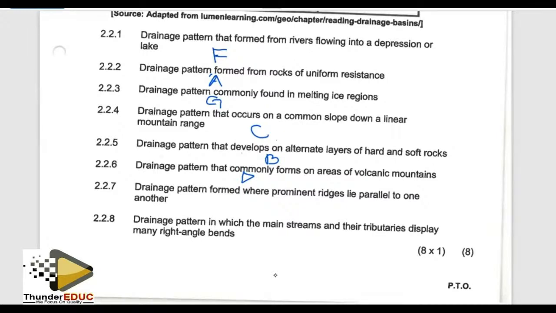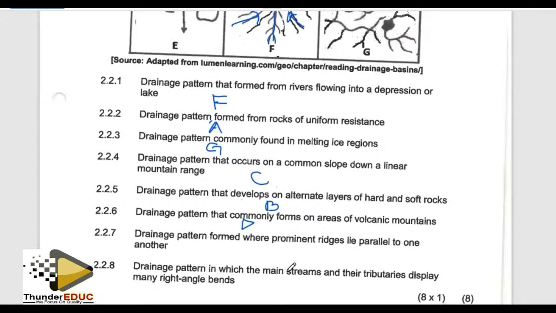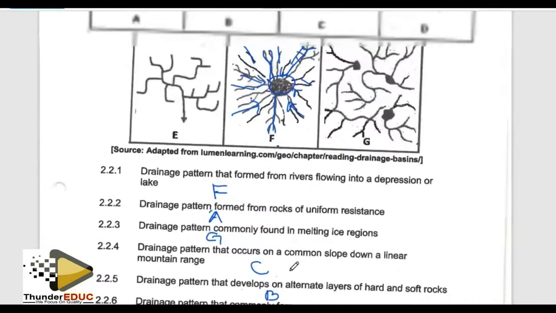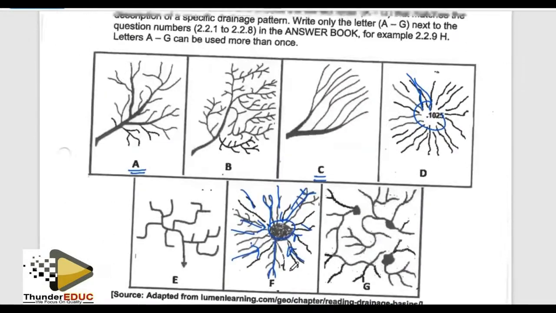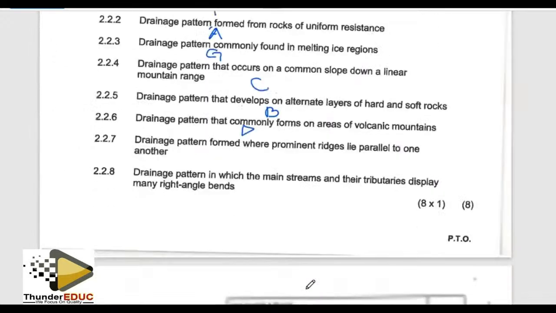Then 2.2.7, a drainage pattern formed where prominent ridges lie parallel to one another. That's to be trellis, which is B, because trellis looks like dendritic, though if we look at the tributaries, they are too short and they join the main stream. So with trellis, the tributaries are too short, which is going to be B.